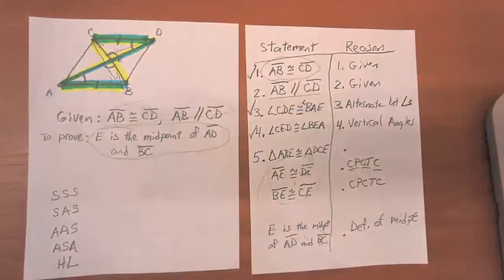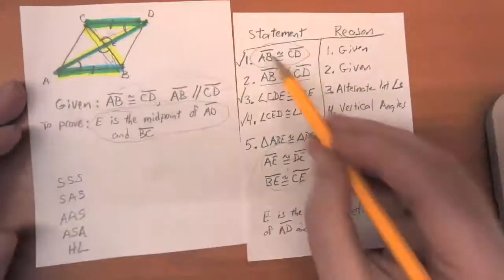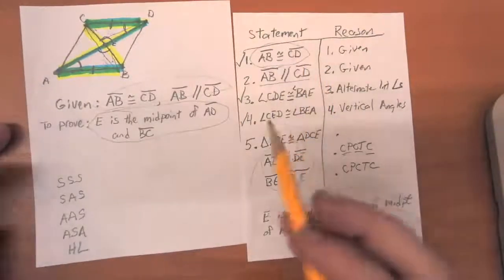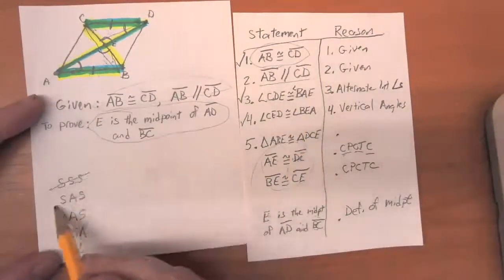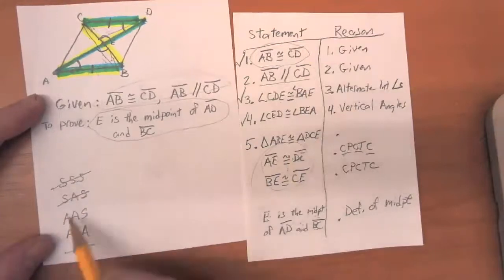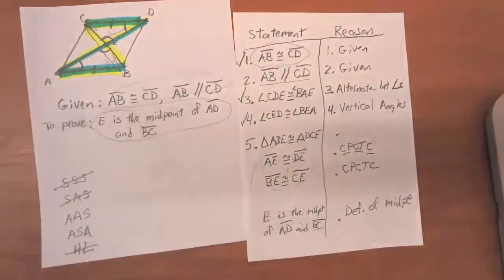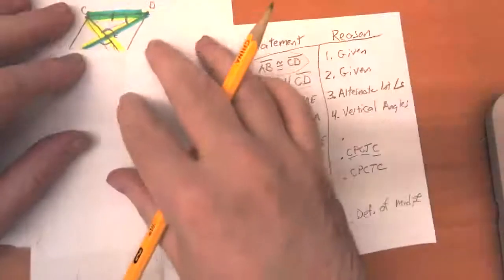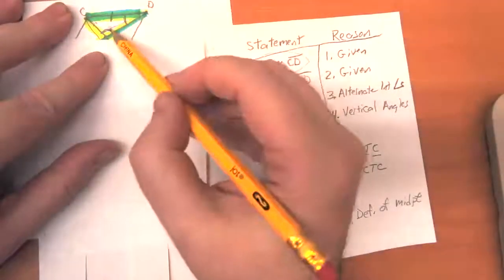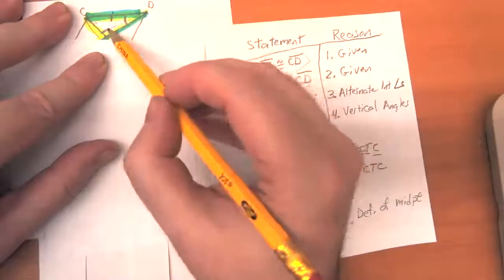These are our 4 reasons. We noticed that we've got 2 angles and a side earlier. So these are the only ones that are talking about 2 angles and a side. Which one of these is right looking at this diagram? All right, here are my 2 angles and my side.